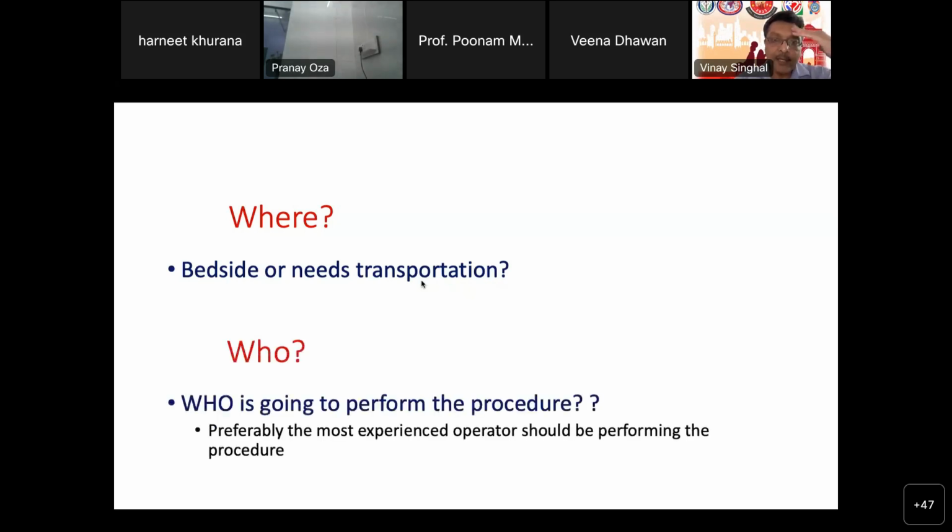Next, who is going to perform the procedure? There is no chance of taking risk. The most experienced operator should be performing the procedure. There is no way that my junior, or the third or fourth in line, will do the procedure. No, the most experienced operator should be performing the procedure. Next.